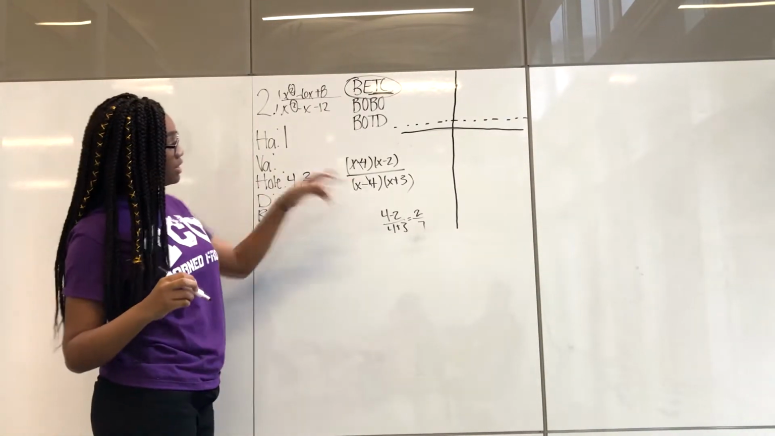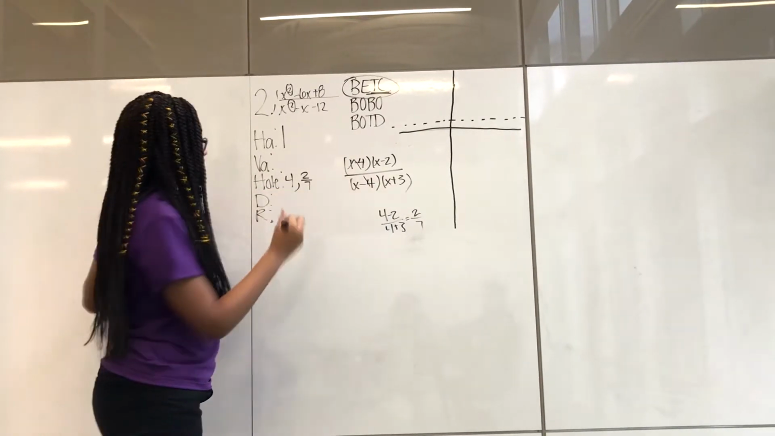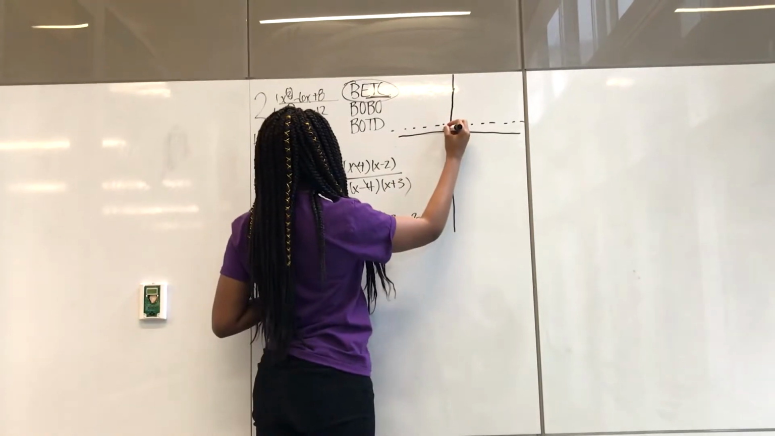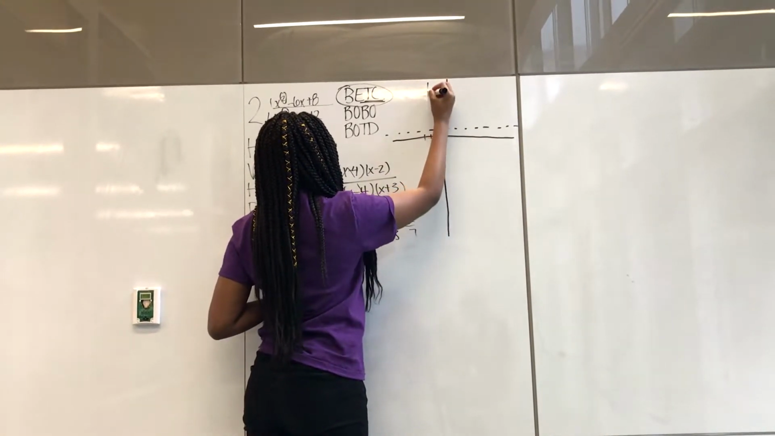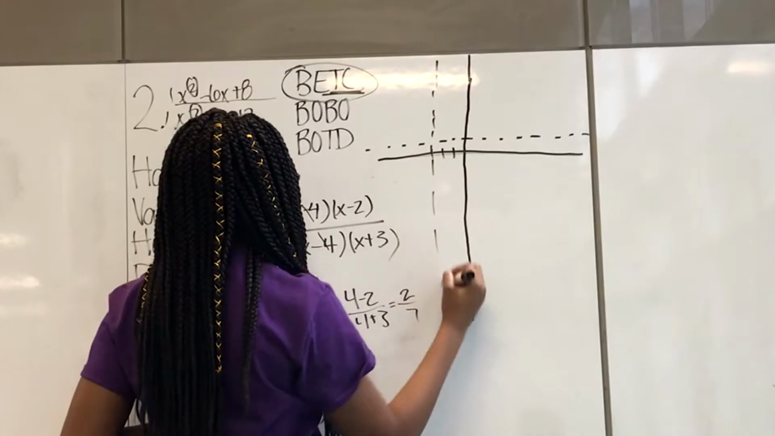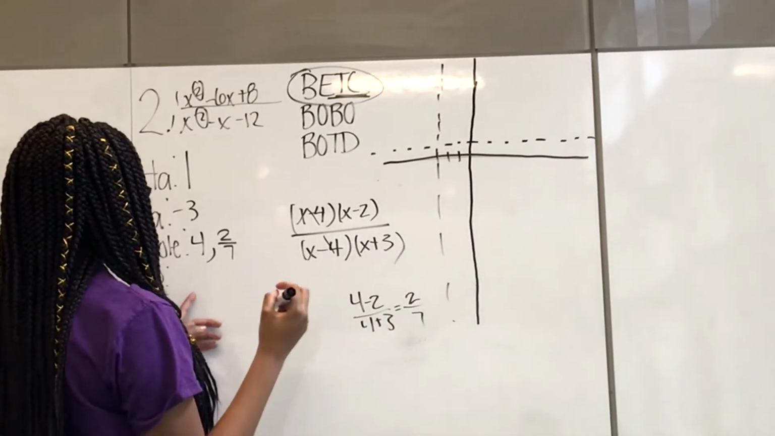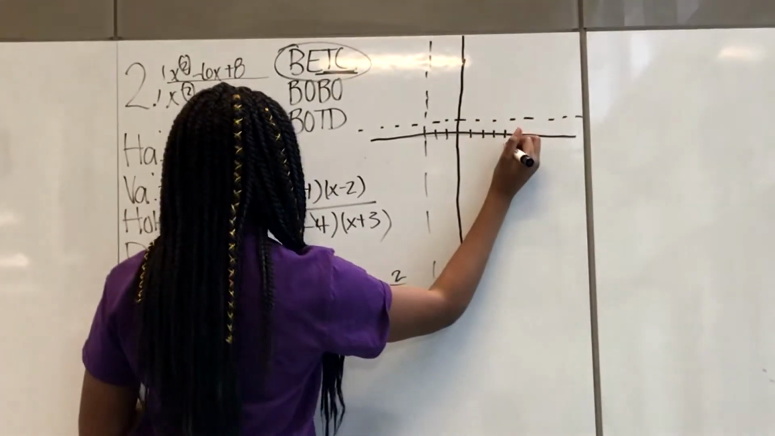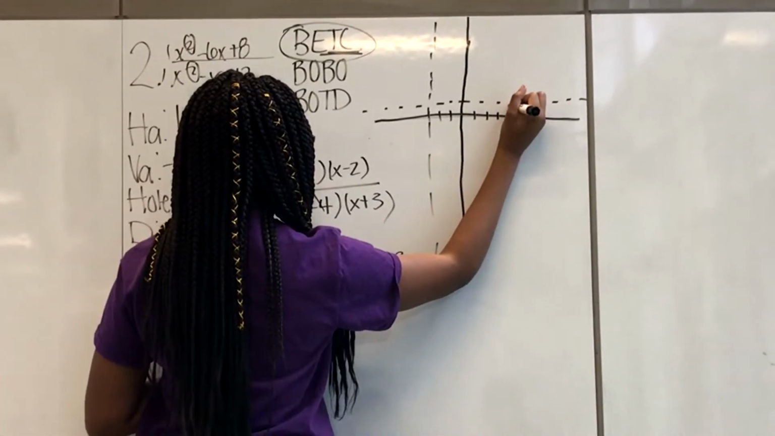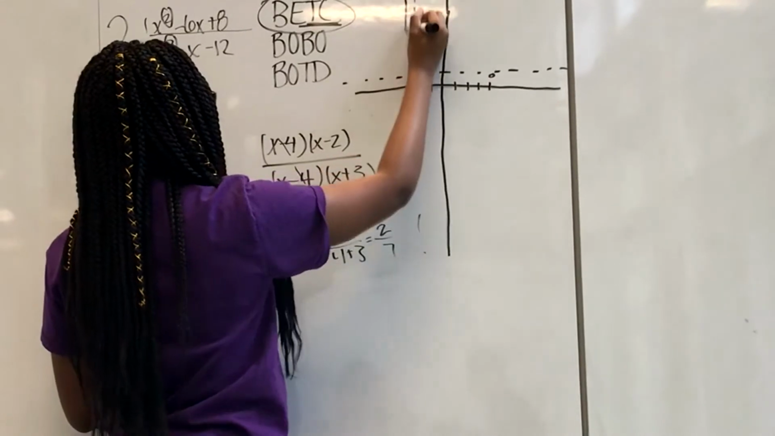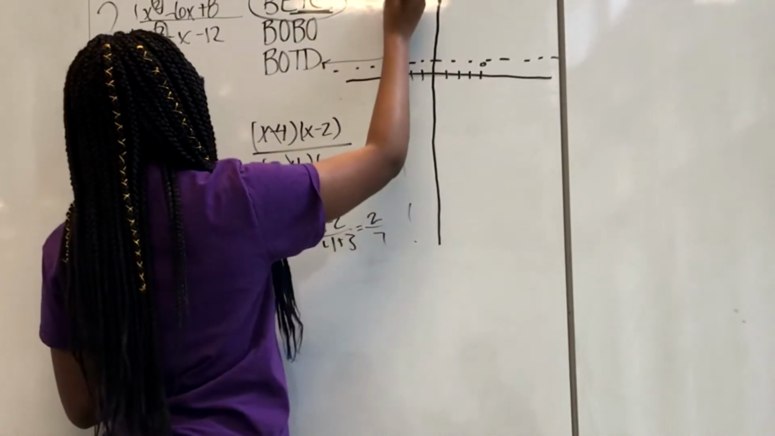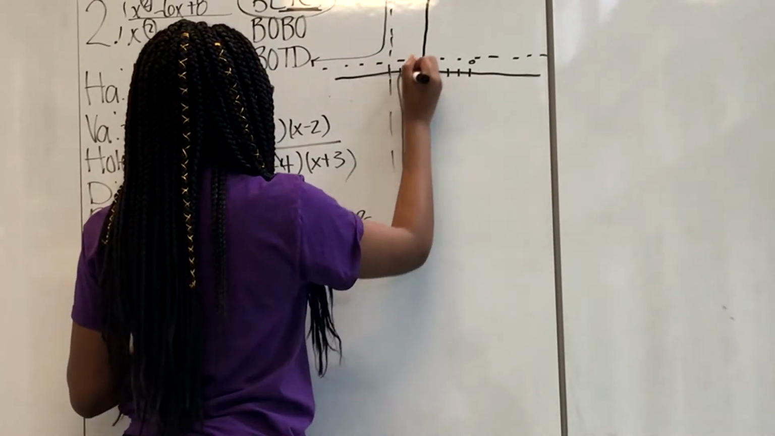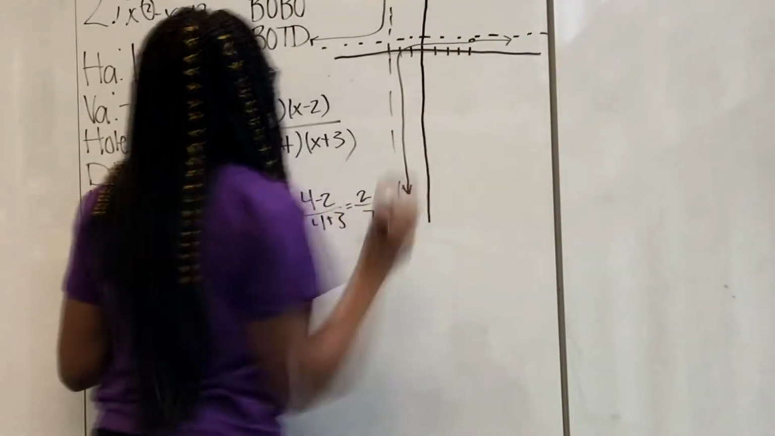Vertical asymptote, set this equal to 0, and that's going to be negative 3. So the vertical asymptote is at negative 3. And the hole is 4 and 2 sevenths. So it's like right there. And then when you draw this, it's like that, and this is like that.